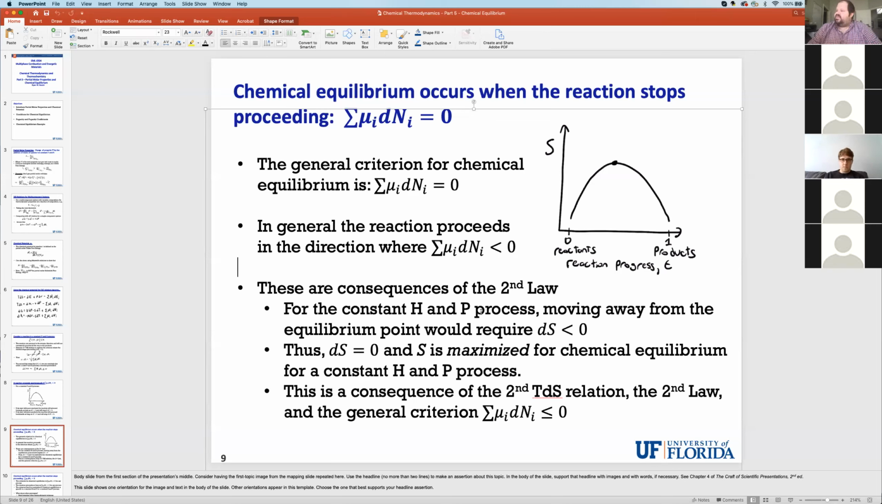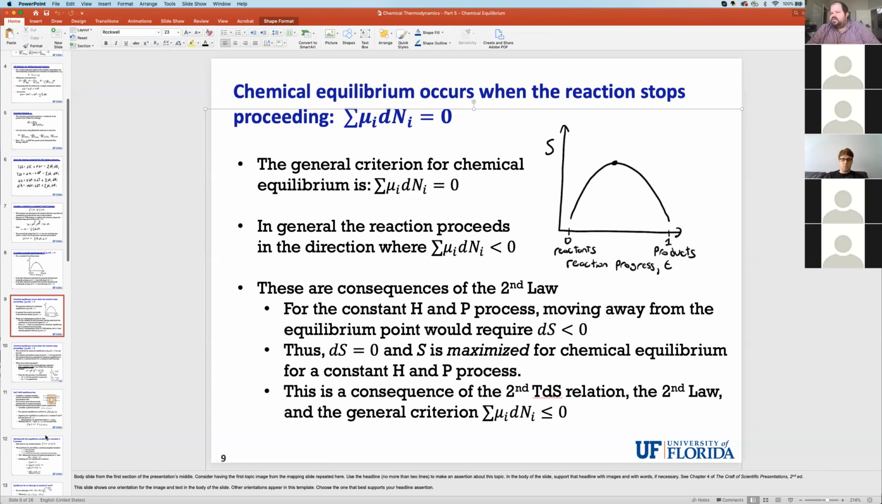Okay, and as I said before, for a constant H and P process, the chemical equilibrium point can be found by just maximizing the entropy for the system. And if you start at the equilibrium point, moving off of that point would require spontaneously decreasing the entropy, which is of course impossible. Okay, so that was for a constant H and P process.